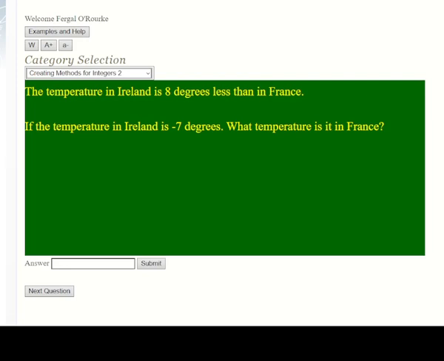If you can do it in your head and you remember that taking away a negative number is the same as adding, that's perfect. Otherwise, put the numbers into your calculator and get your answer.